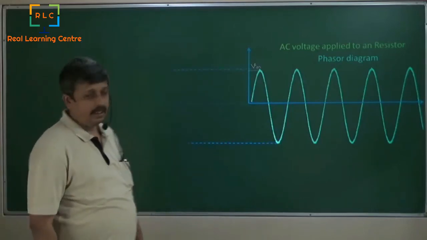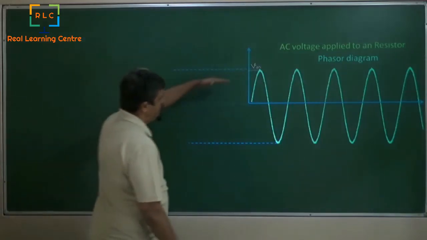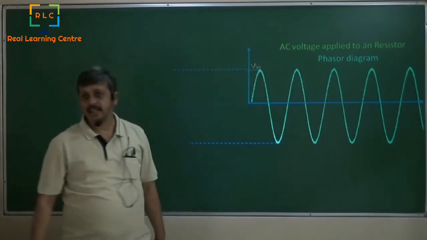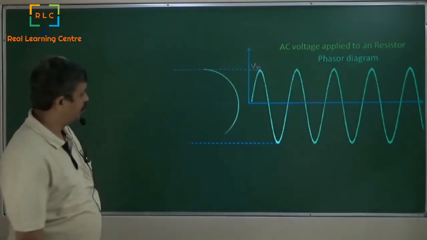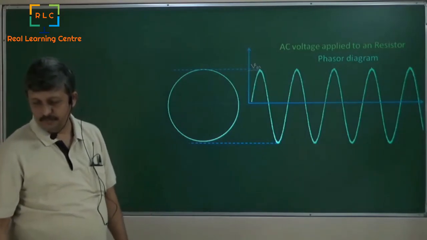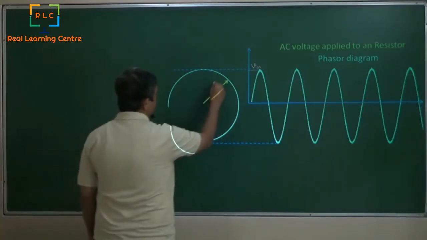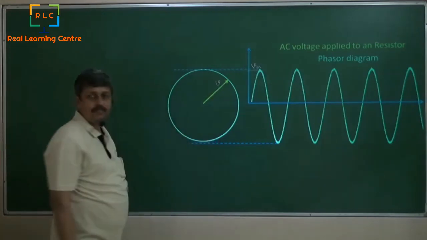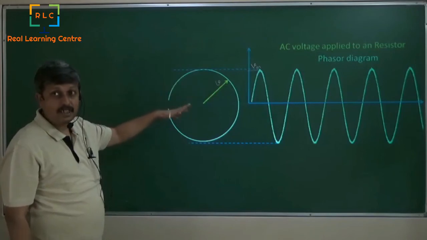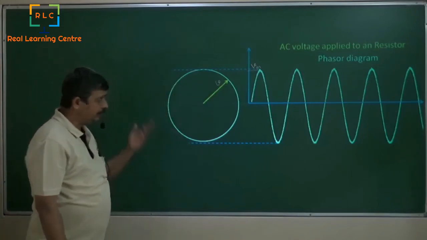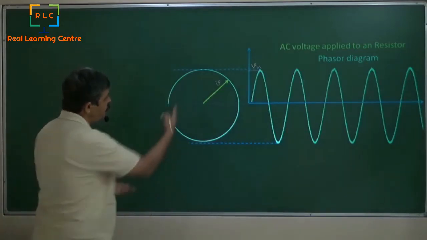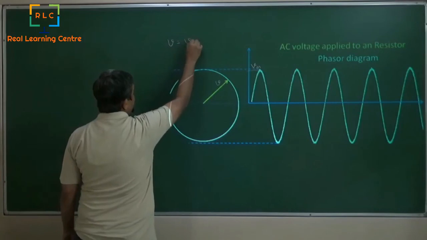Let us say I'm going to draw from this point to here. With Vm as the radius, I'm going to draw a circle. And V is specified by this particular phasor, which is rotating. I have taken a snapshot, but it is rotating. This is V. So V is nothing but Vm sin omega t.